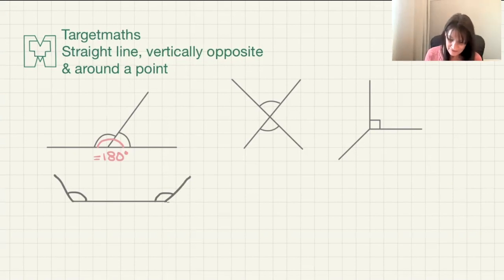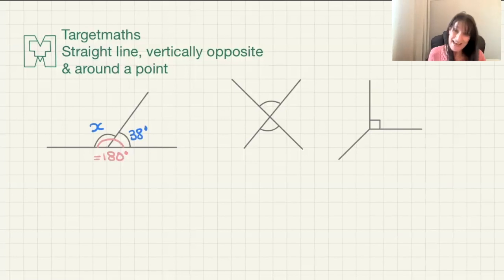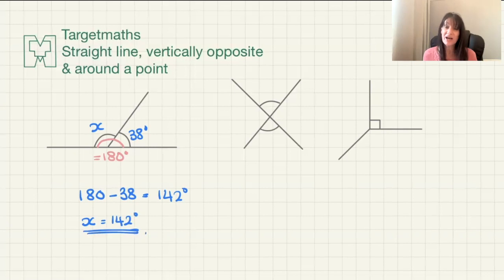Okay. So as a very, very quick example, let's put some numbers on. If this was 38 degrees and I was being asked to find that one, I know together they add up to 180. So 180, take away what I know, is going to equal what I do not know. And that is 142 degrees. So my X has to be 142 degrees because straight lines add up to 180.